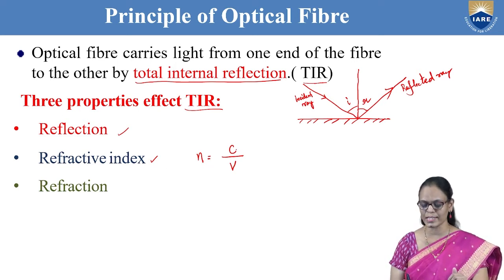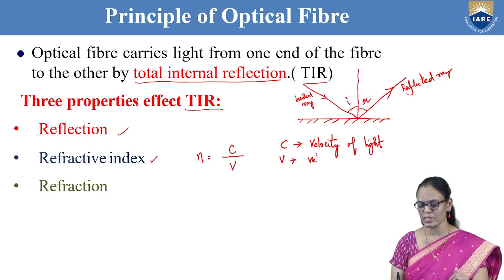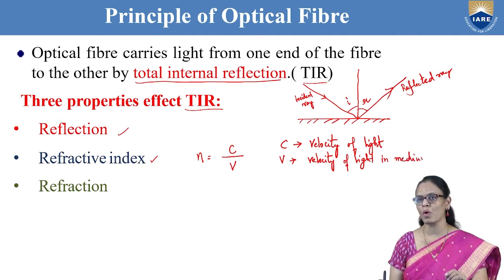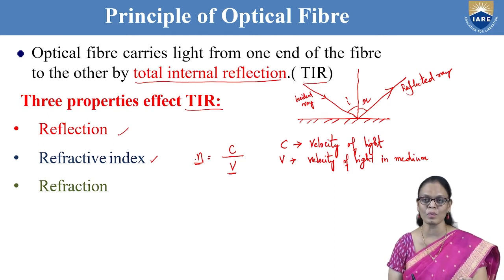So n is equal to c upon v. Here c represents the velocity of light, and v represents the velocity of light in that medium, whatever medium it is traveling through. So what we understand here is, if the velocity of light is more, the refractive index is less. Through materials whose refractive index is low, the velocity is high.